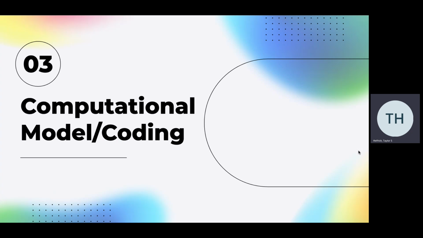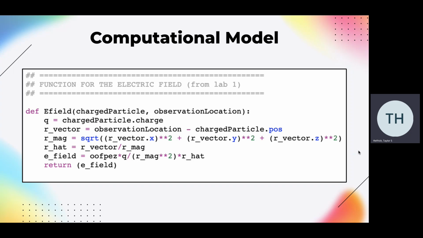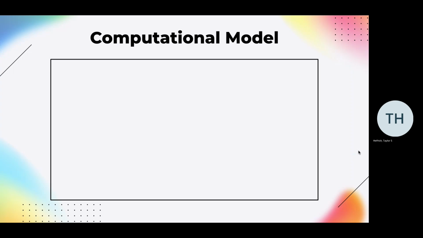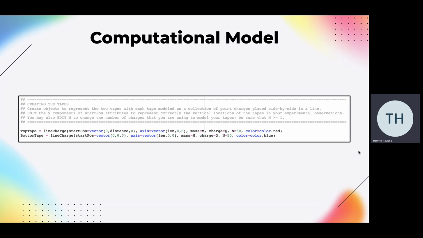Moving into the computational model that we made for lab 2, we first put in the constants that we needed, such as the gravitational constant, the mass of a piece of tape, and the charges that we needed. Then we created the electric field function as seen below. Next, we also created the line of charge, which was the function given. And then we also created the tapes as a visual representation in GlowScript with different point charges.